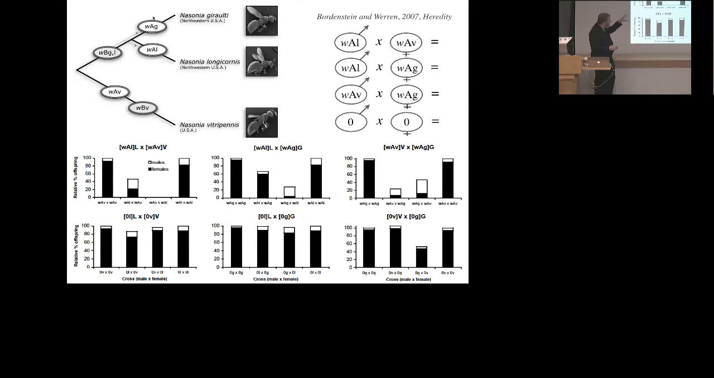However, when we do the same exact crosses with the same strains, except we cure them of their Wolbachia infections, and we repeat, so this is the repeat of the uninfected experiment, we see that hybrid production comes back almost to normal. What's happening here is Wolbachia is causing the incompatibility between these particular strains that leads to reproductive isolation between one Nasonia carrying a particular Wolbachia infection and another Nasonia carrying another Wolbachia infection.